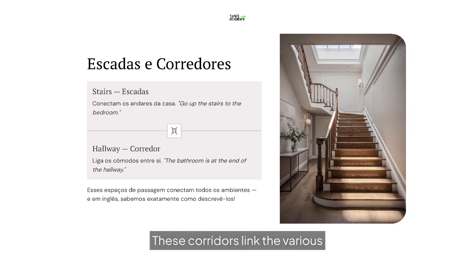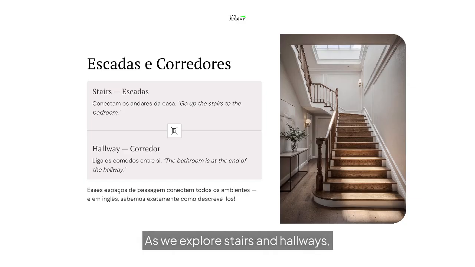These corridors link the various rooms together, creating pathways throughout our home. You might say, "The bathroom is at the end of the hallway." This simple phrase shows how hallways guide us to essential spaces, making our daily routines easier. Imagine walking down a well-lit hallway, noticing family photos on the walls, creating a sense of warmth and connection. It's interesting to observe how hallways, while often overlooked, can reflect our style and personality through decoration. They can be adorned with artwork, plants, or personal touches that make our home feel unique.